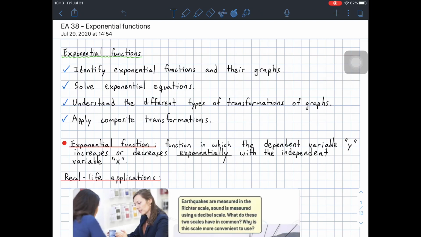Hello, juniors. Today we're going to continue with the topic about exponents, and specifically we're going to be talking about the exponential function today. We have seen the different laws of exponents, then we have seen how to solve exponential equations, and now we're going to get into the analysis of the exponential function itself.